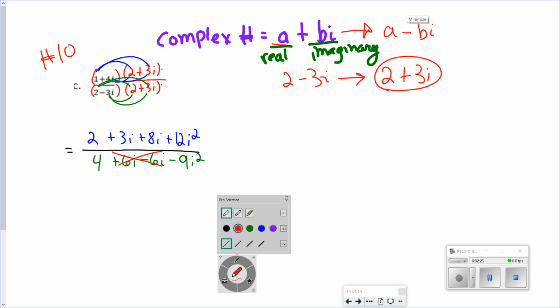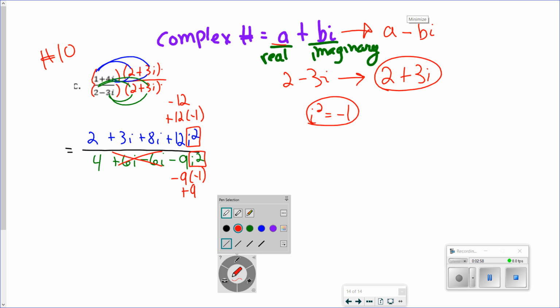Now, remembering from previous lessons, we know that i squared is equal to negative 1. So wherever you see an i squared, you replace it with negative 1. So right here is an i squared, and right here is an i squared. This is 12 times i squared. So what I have here is plus 12 times a negative 1, which becomes minus 12. Down here I have negative 9 times a negative 1, which becomes plus 9.